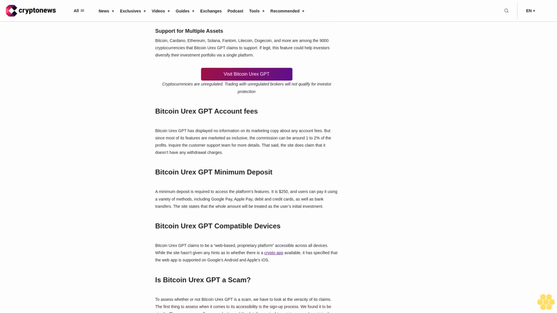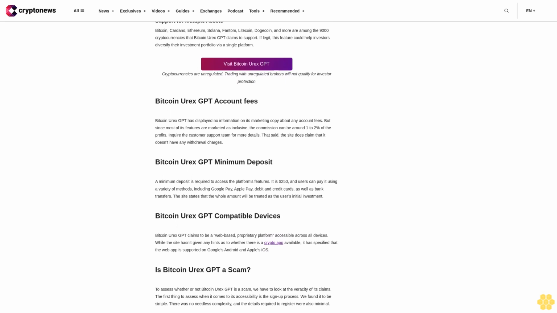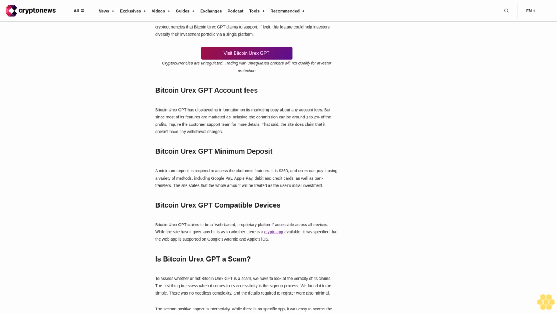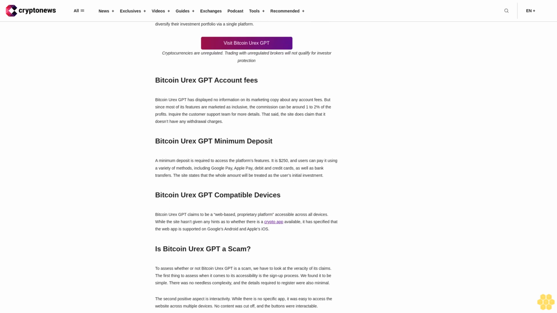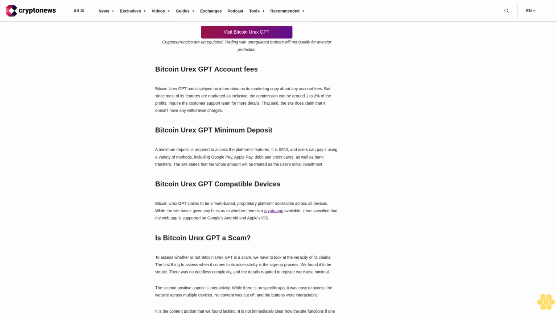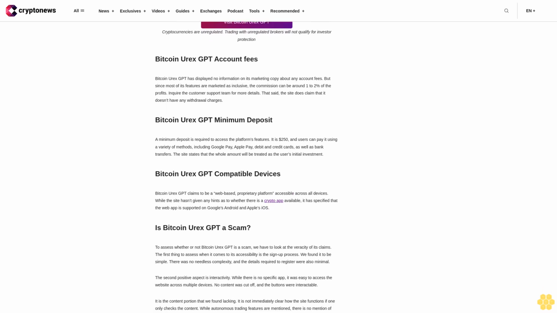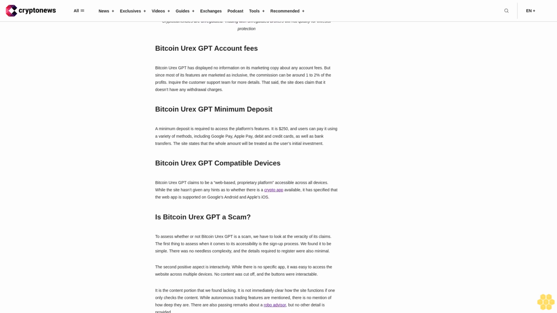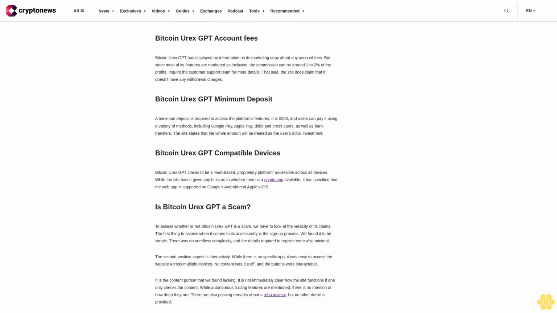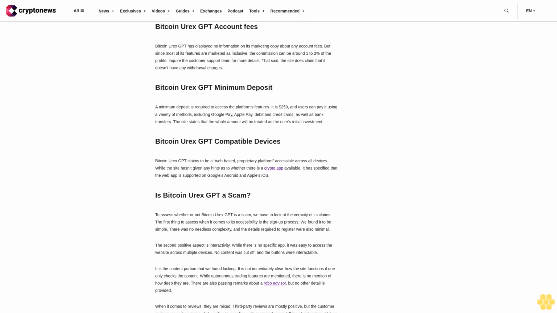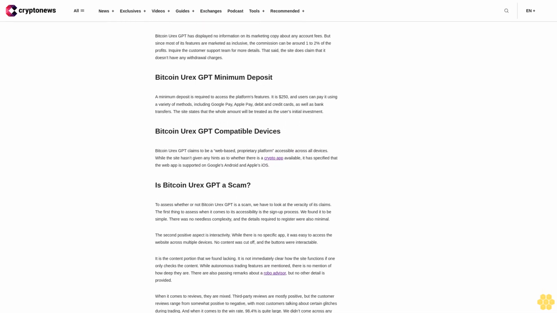Customized trading facilities. Users can set up their own risk parameters, claims the website, stating that while the trading is done autonomously by the onboard systems, users can control every aspect of the platform. Investors can determine how much amount they want to invest during trading, says Bitcoin Urex GPT. Also, according to the claims, investors can set up their stop loss and take profit settings.